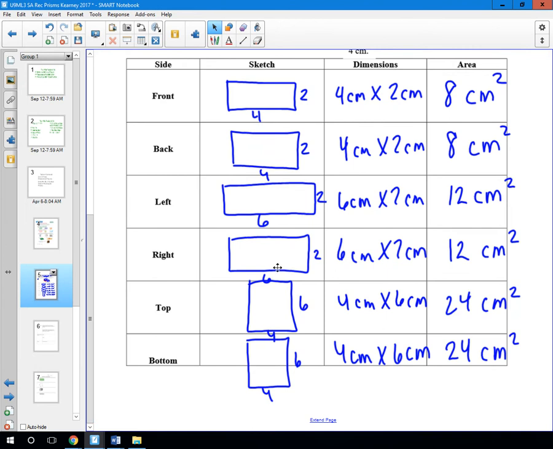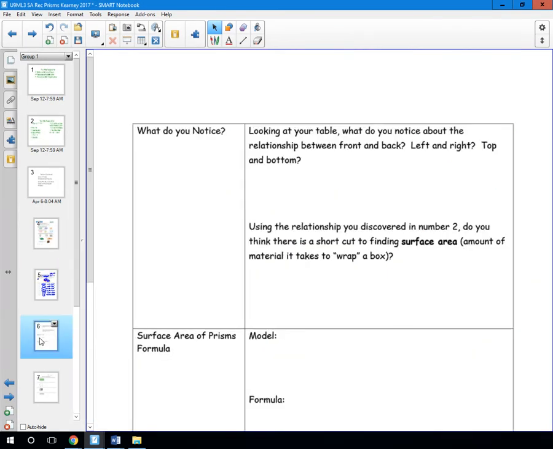So what I want you to do is look on the right-hand side, and let's answer a few questions. What do you notice, looking at your table, about the relationship between the front and the back? Go back to your table. Look at the front and the back. What do we get for both of them? They were both 8, right?